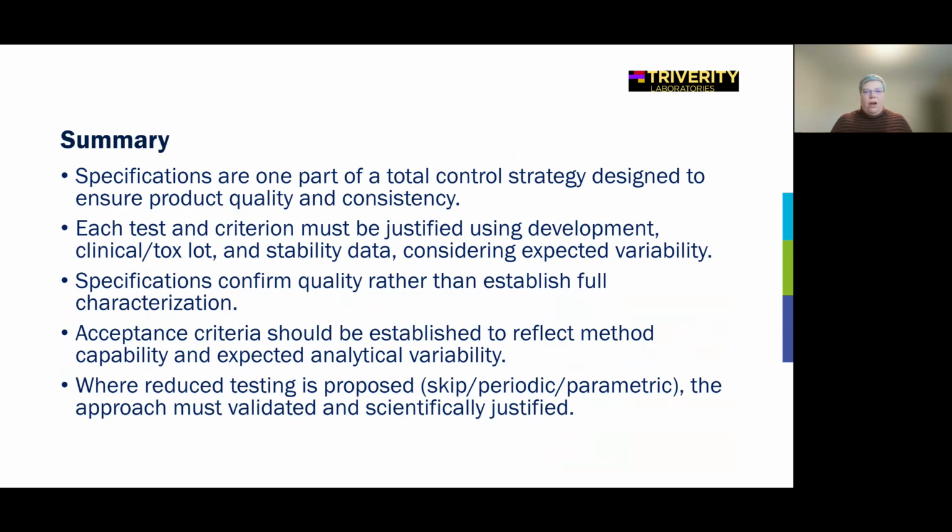You want to have specifications that confirm your quality, but they don't need to establish full characterization. If it doesn't need to be on there, if it's not a critical quality attribute, it should not be on your specification. Acceptance criteria should be established, and again, reflect the expected analytical variability and your method capability. And then where reduced testing is proposed, the approach must be validated and scientifically justified.